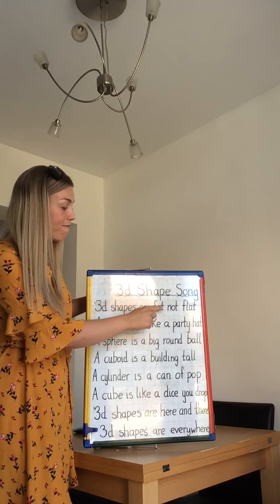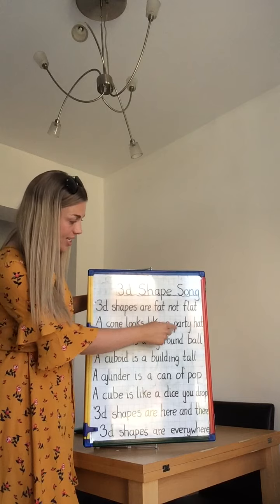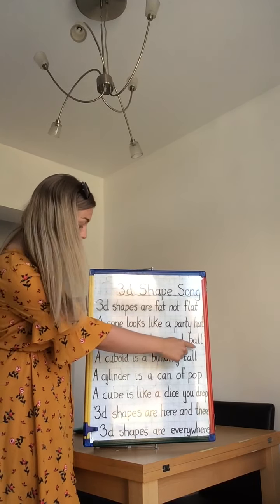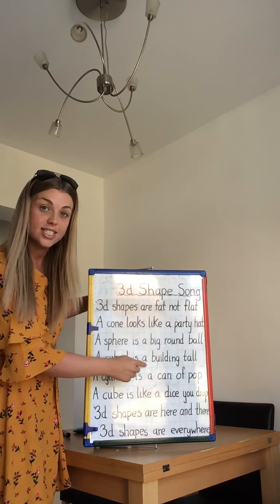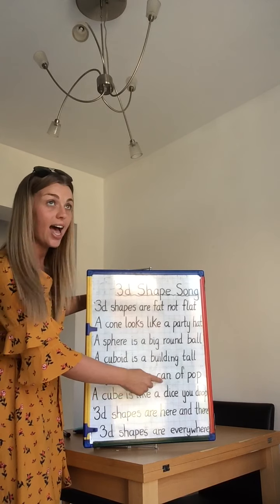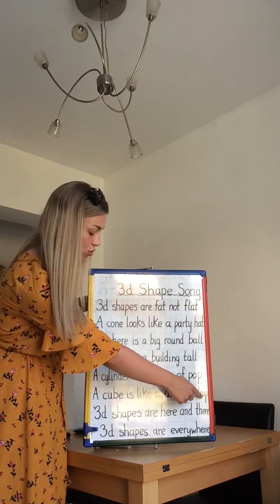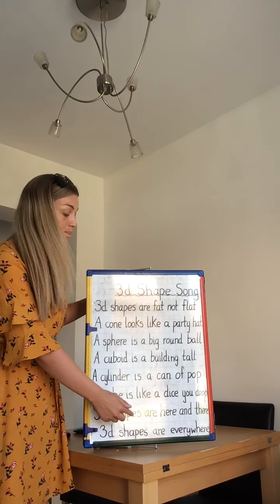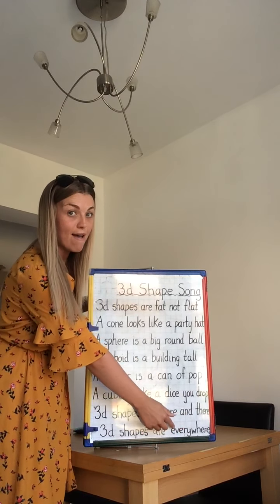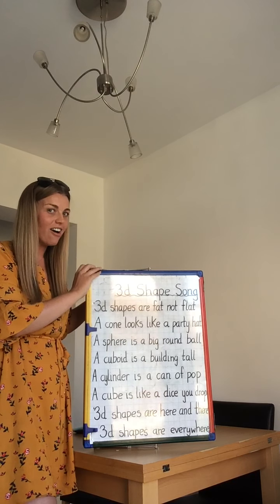3D shapes are fat, not flat. A cone looks like a party hat. A sphere is a big round ball. A cuboid is a building tall. A cylinder is a can of pop. A cube is like a dice you drop. 3D shapes are here and there. 3D shapes are everywhere.